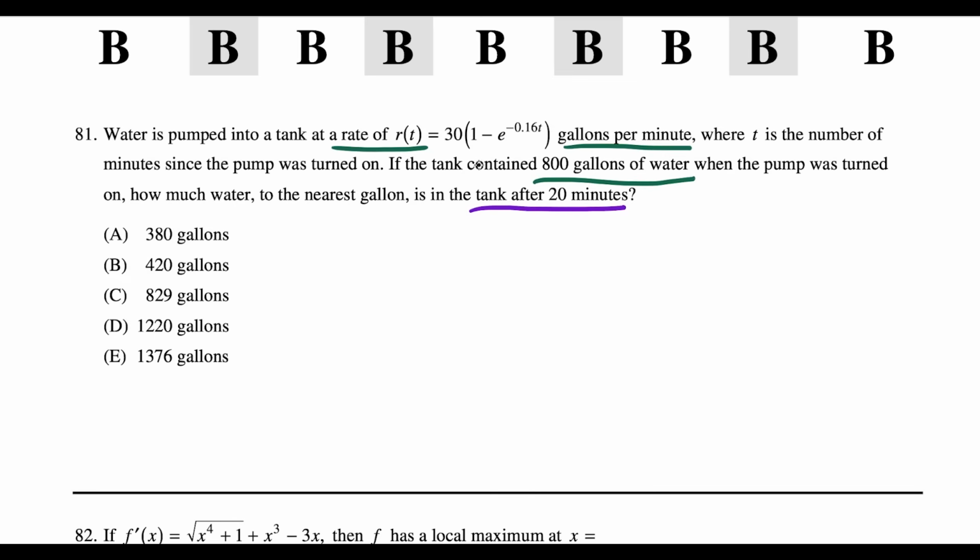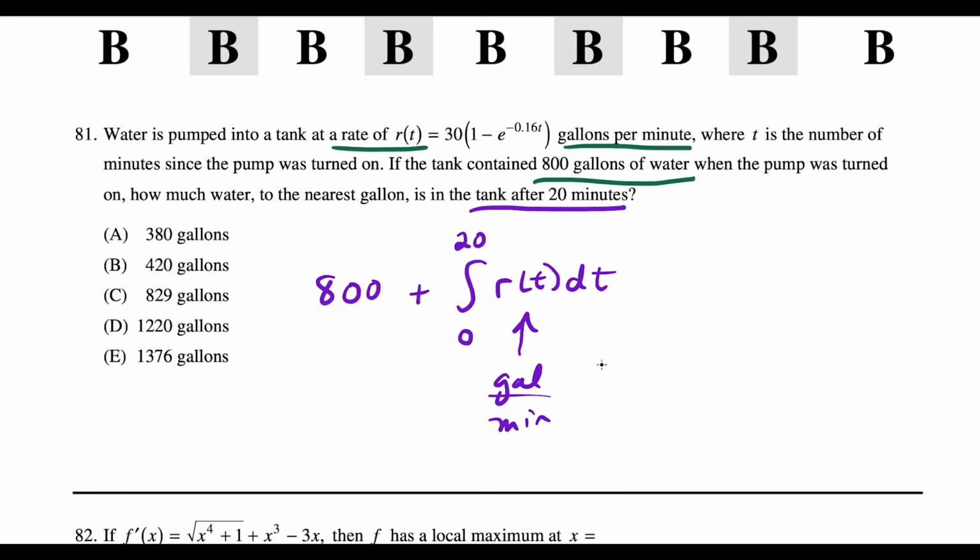So this is a massive topic for the AP test: the integral of the rate tells you the net change of the function. There's already 800 gallons in the tank at the start of the question, and now we're going to do the integral from 0 to 20 of R of t dt. The reason we're integrating here and not just plugging in 20 is that the units for R of t are gallons per minute, and the units for dt are minutes. Gallons per minute times minutes gives us gallons. So we have the 800 gallons plus however many gallons are pumped in from 0 to 20.